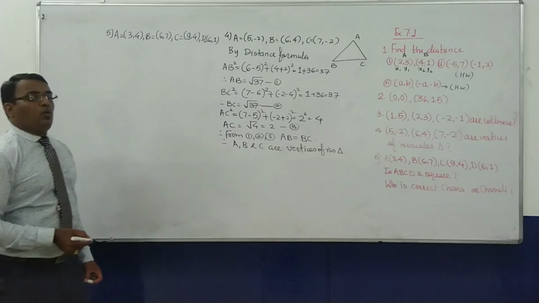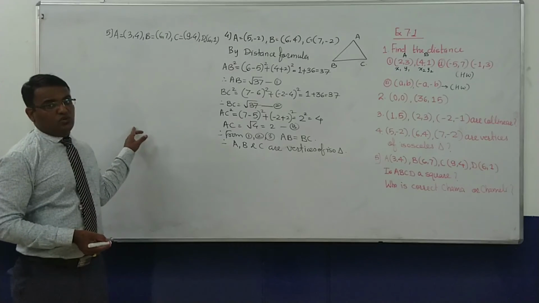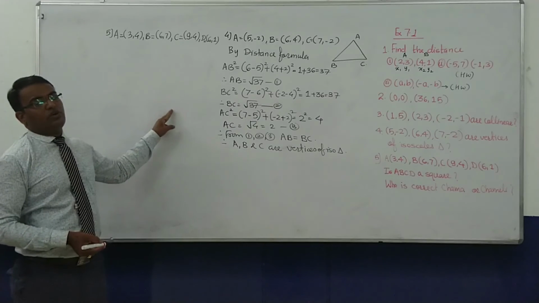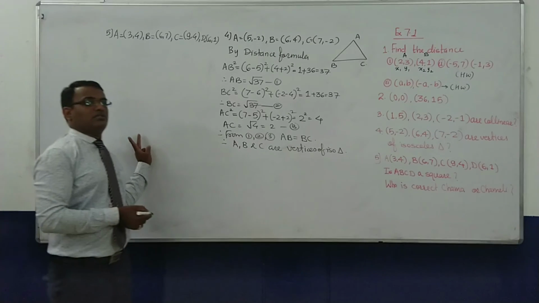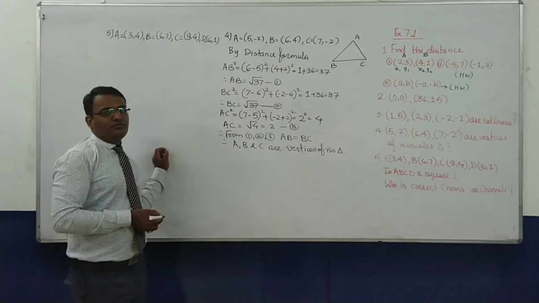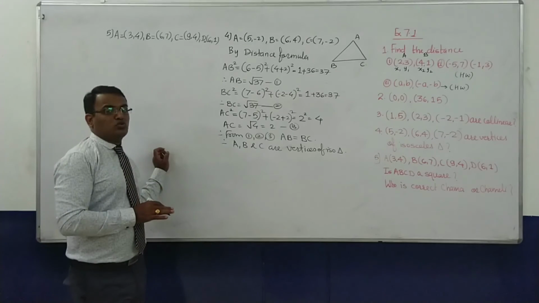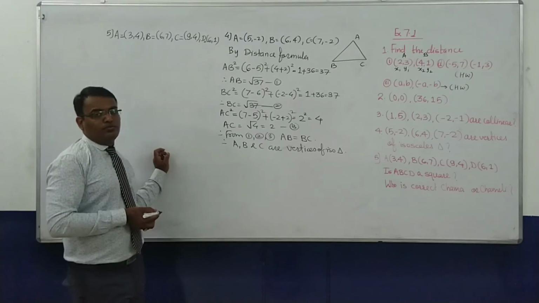How can we say that it is a square or not? All the 4 sides need to be equal, that is AB is equal to BC is equal to CD is equal to AD. If this is the case, then it can be a square as well as a rhombus. Then, if all 4 sides are the same, we have to check the diagonals also. Because if the diagonals are also the same, then only it will be a square. If the diagonals are different, at that time it will be a rhombus.